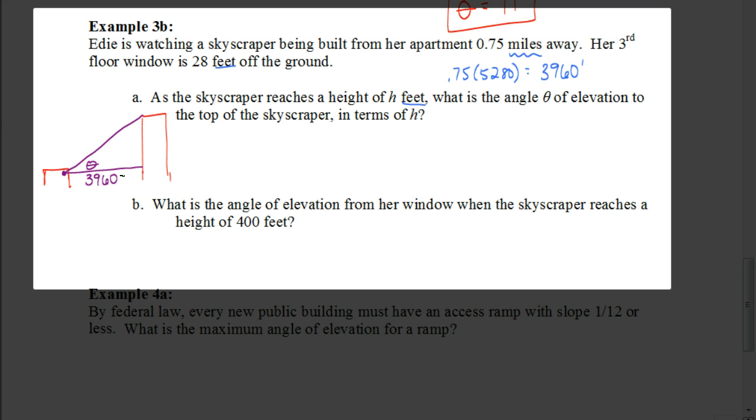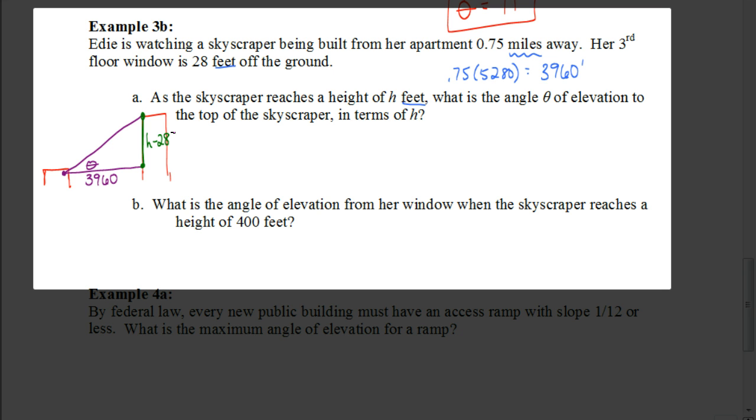Now this is where it gets a little bit tricky, because the height of the building is this side here. That is not what we want though for our triangle. We don't want that side. I just want to figure out what's this side of our triangle? Well, remember, she's 28 feet above the ground, so the height from this point to the top of the building would be h minus 28.